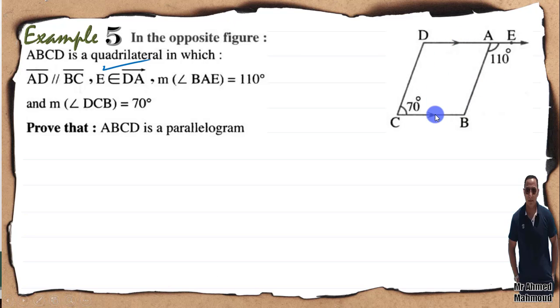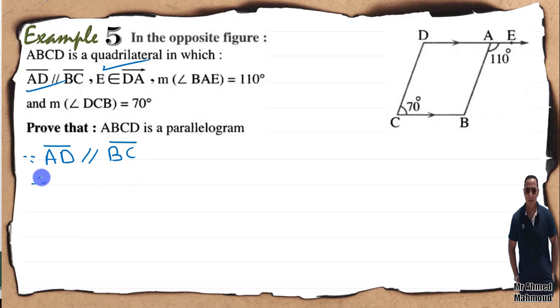So I will prove that each two opposite sides are parallel, or I will prove that the opposite angles are equal. Both are correct. Now I already have 2 parallel lines, so it is very easy to prove that AB is parallel to CD, and then we get that the shape is a parallelogram. Now I need to prove that AB is parallel to CD. First, by using AD, which is parallel to BC, this is a given.